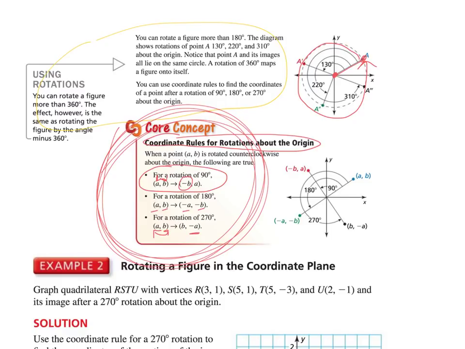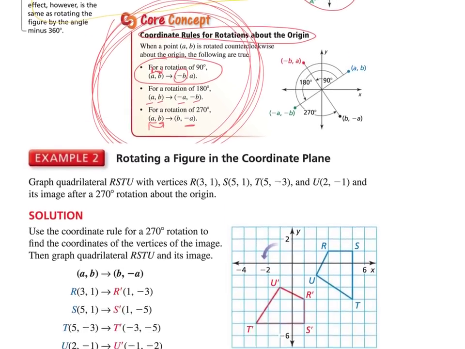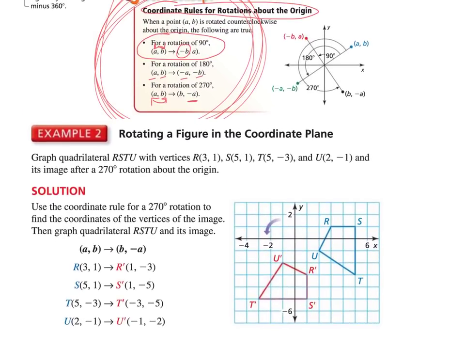Let's do an example applying this concept. It says graph quadrilateral RSTU with vertices. Here are the points of the quadrilateral. Quadrilateral means it has 4 sides. And graph its image after a 270-degree rotation about the origin.